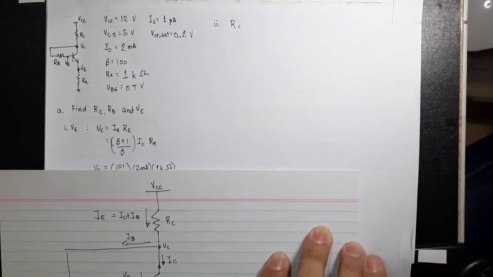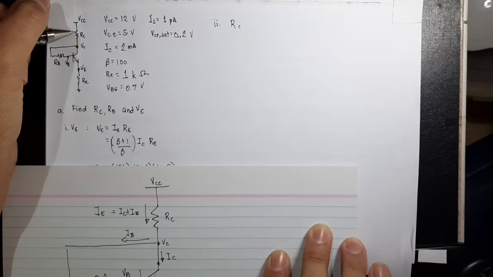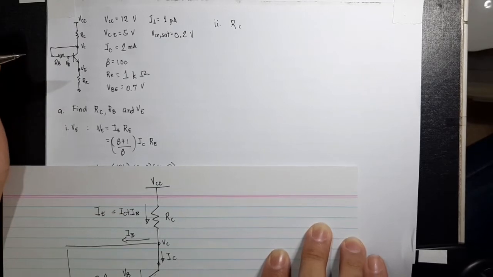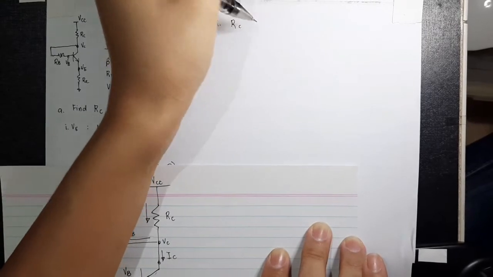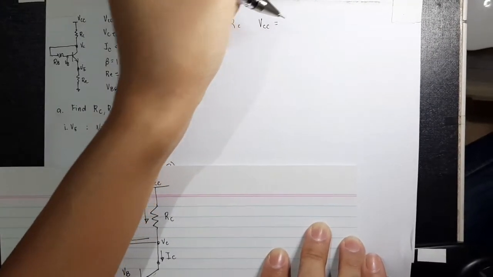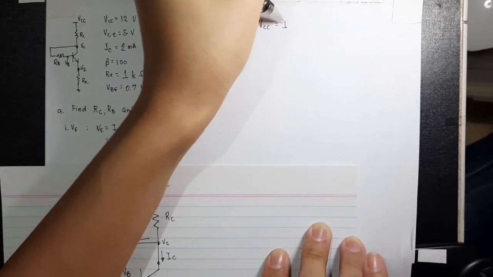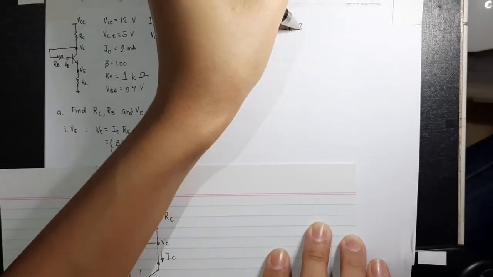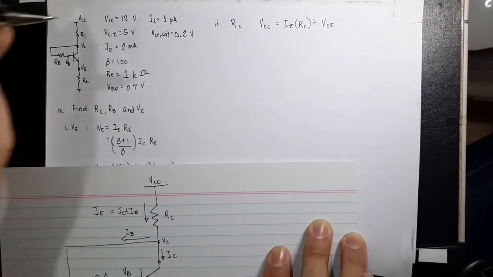So KVL in this whole branch. For this part, VCC is equal to the current IE, because that is the current flowing here, times RC, plus VCE here, plus VE.